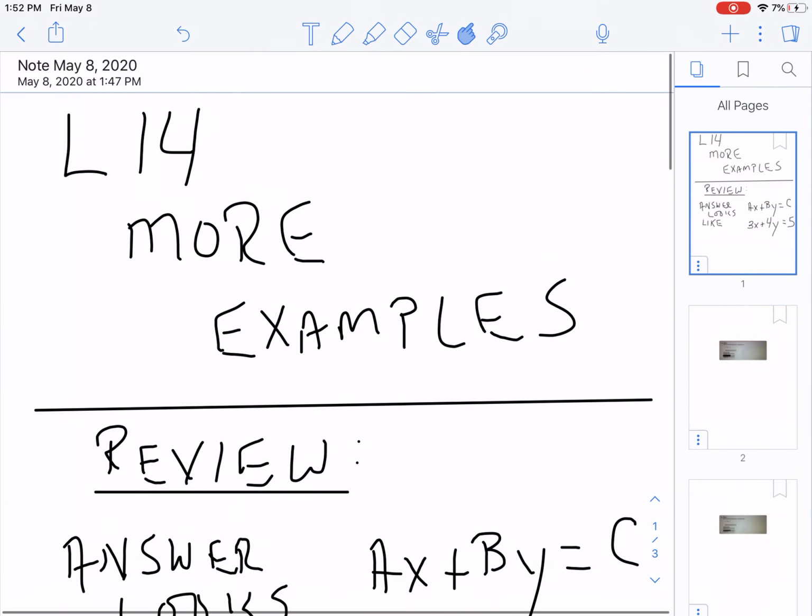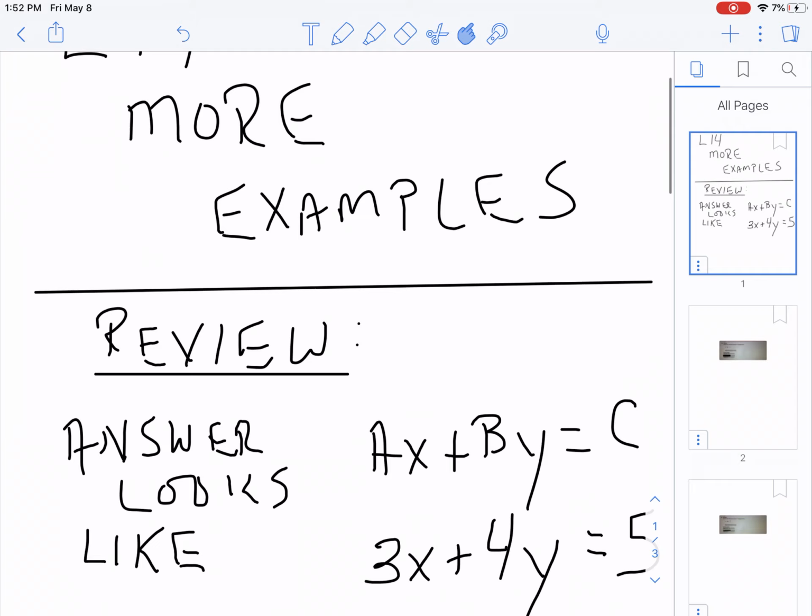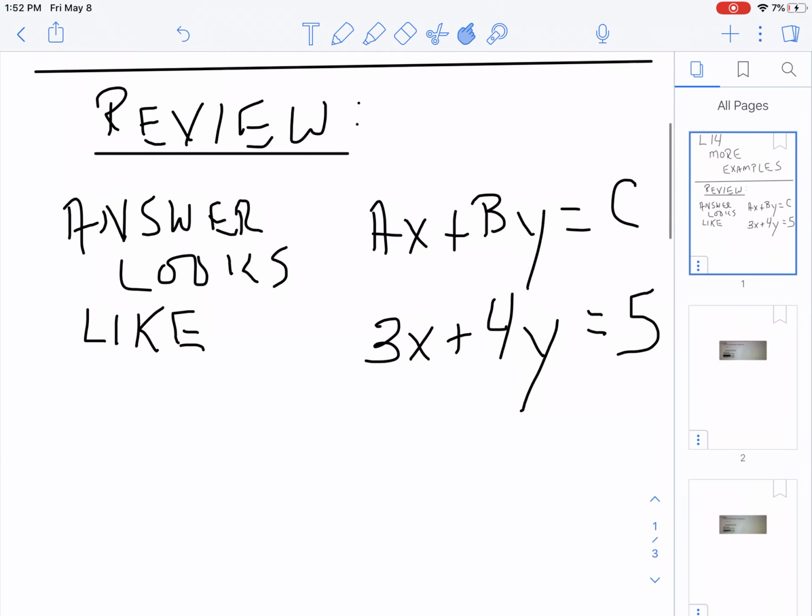Okay, we're just going to look at some examples of L14, which is rewriting an equation in standard form. So as a review, standard form looks like ax plus by equals c. So the x has to go first, then plus the y, and then the number goes on the right side, and you need the equals there.